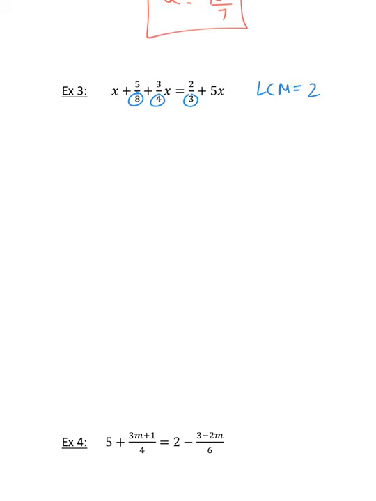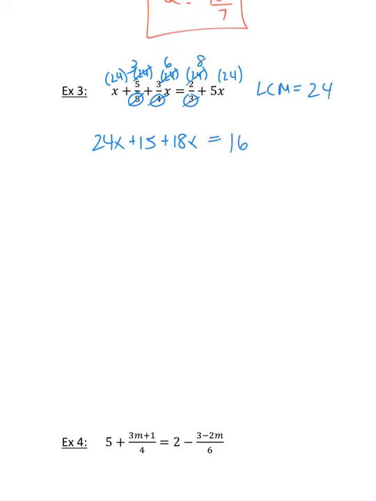Your LCM would be 24. So you're going to multiply each term by 24. The first term is going to give us 24x. I'm going to divide. 24 divided by 8 is 3. 3 times 5 is 15. Divide. 24 by 4 is 6. 6 times 3 is 18x. Divide. 24 by 3 is 8. 8 times 2 is 16.